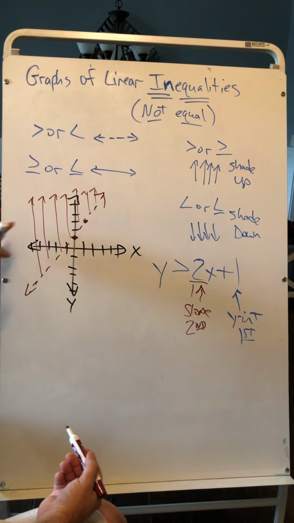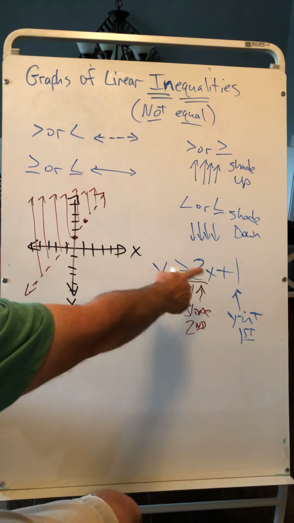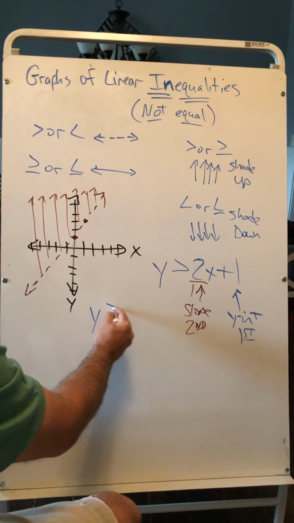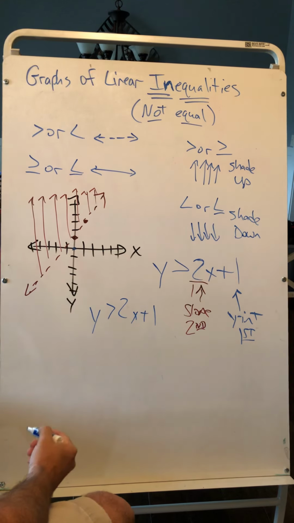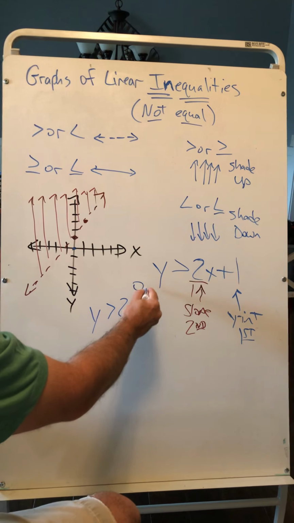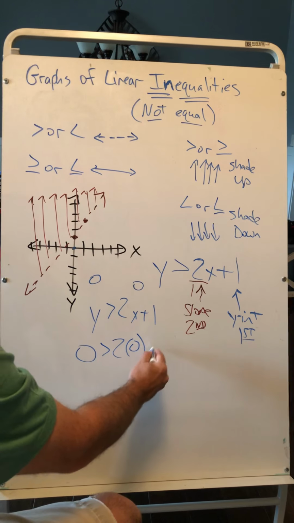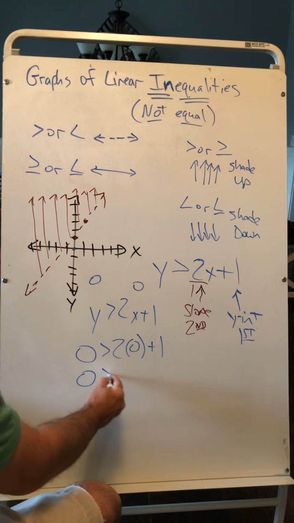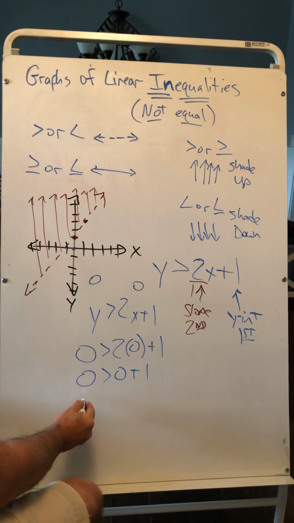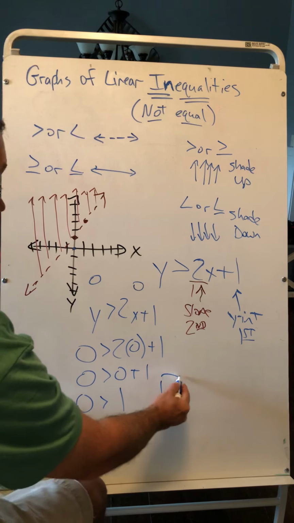So for me, if it doesn't go through the origin, 0, 0, then usually I try to plug that in. So here's my inequality: y is greater than 2x plus 1. I'm going to plug in the point 0, 0. So that means my x is going to be 0 and my y is going to be 0. So 0 is greater than 2 times 0 plus 1. 2 times 0 is 0. And I get 0 is greater than 1. Is that true? No, that's false.